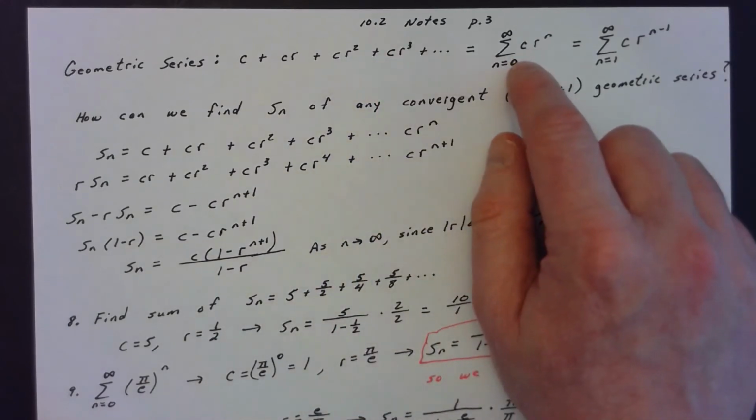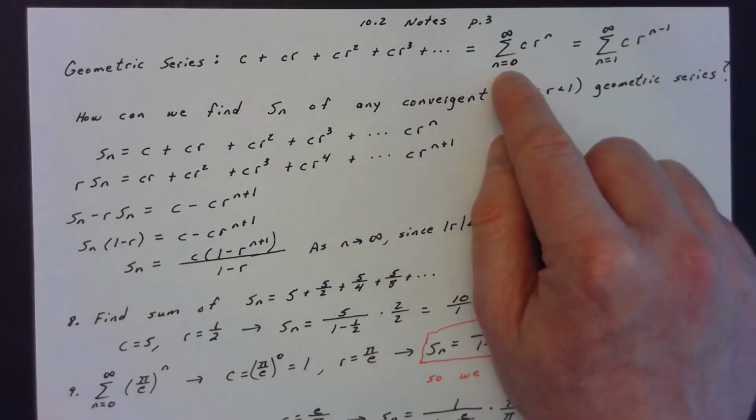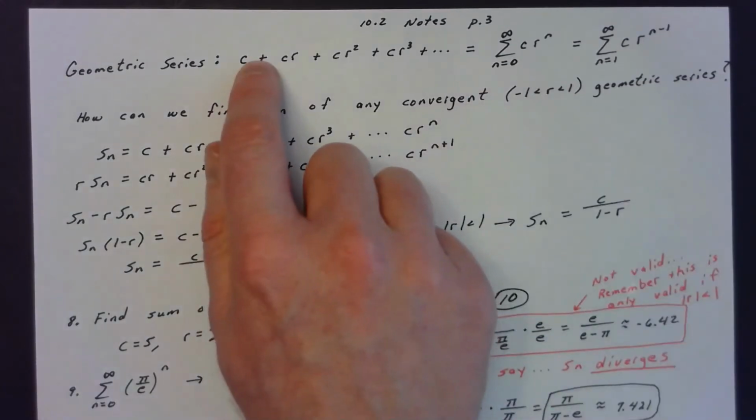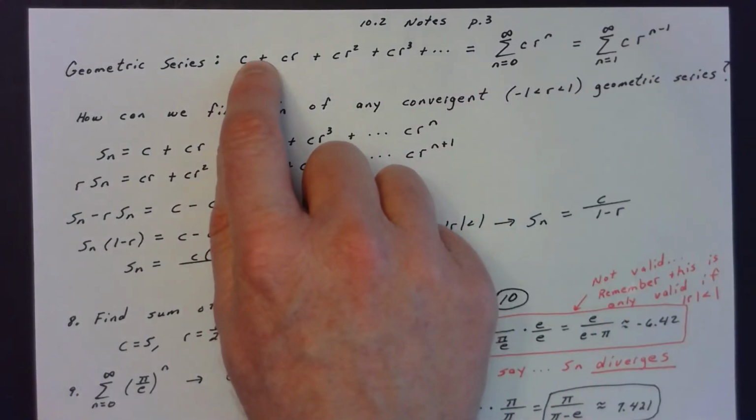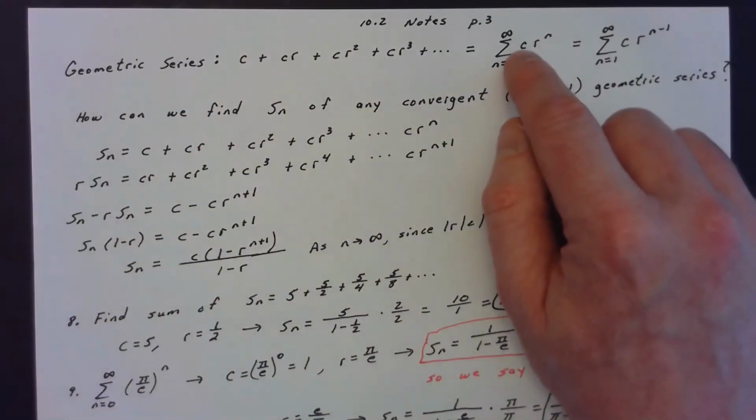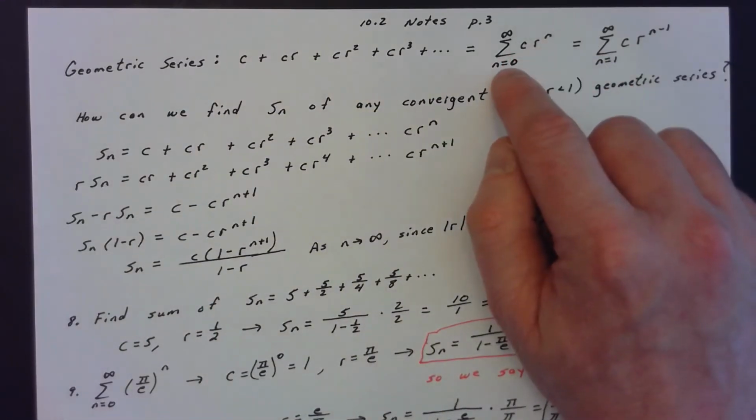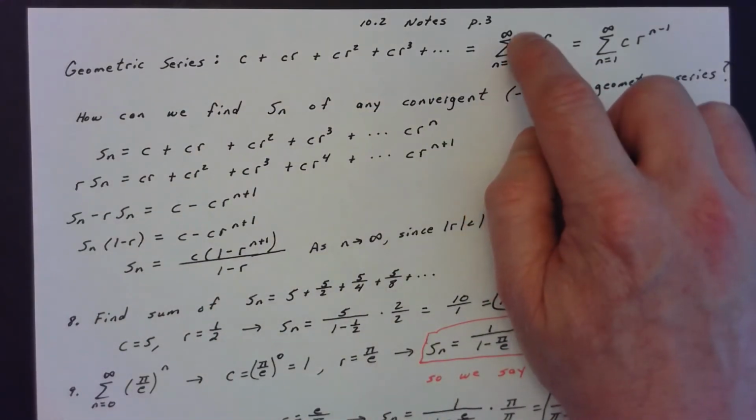Now, if I wrote this with a summation starting at 0, and I think it's kind of nice to start it at 0 because you say, well, r is understood to be to the 0 power initially, then you could just say this is c times r to the n for n equals 0 to infinity.